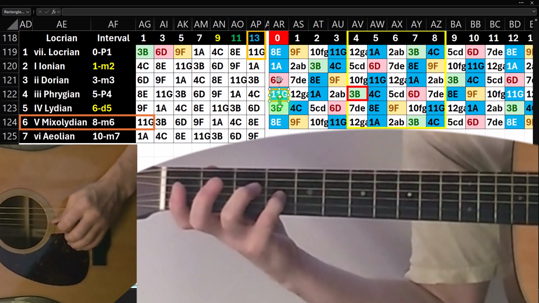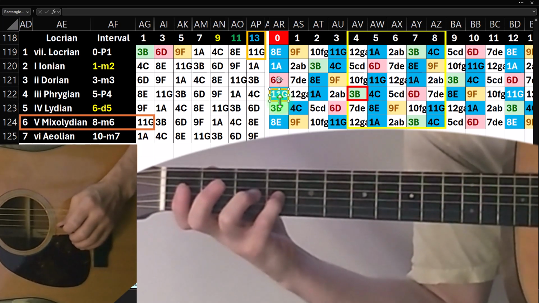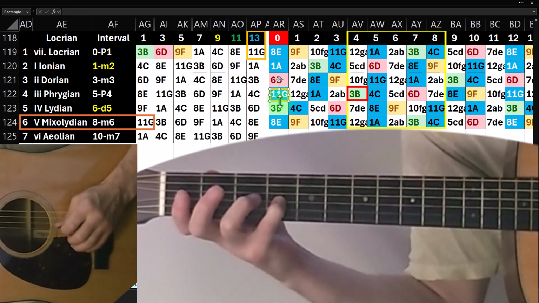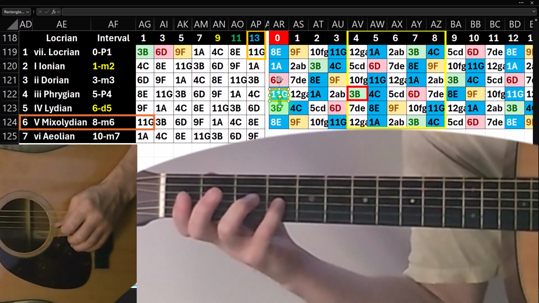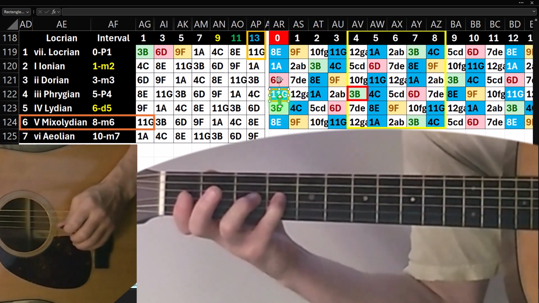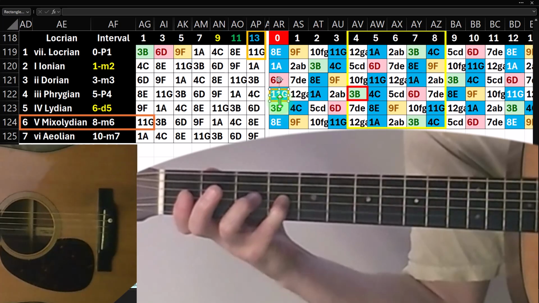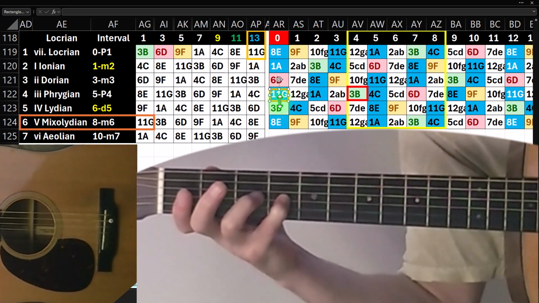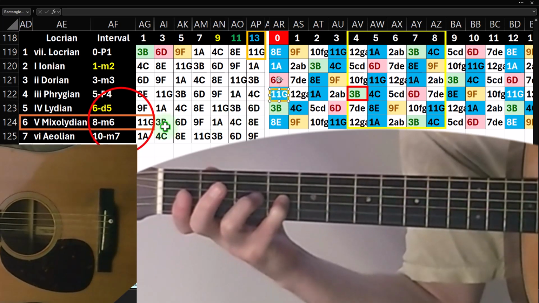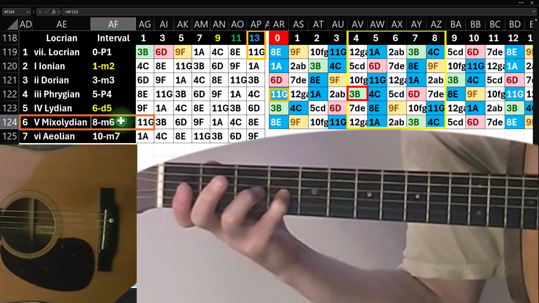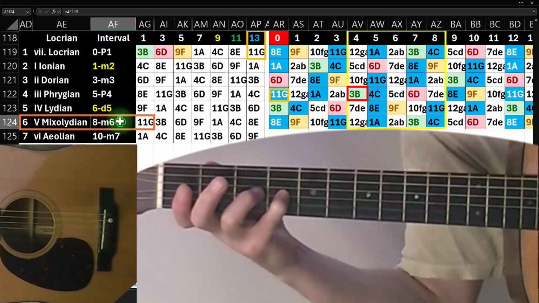So if I went from G to B, that would be a 4 note away major third. But if I went from B to G, that would be an 8 note away minor 6. So the inverse of a minor is a major. Inverse of a major is a minor. So the inverse of this 8 note away minor 6 is a 4 note away major third.